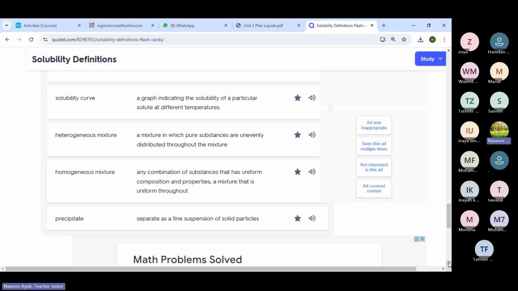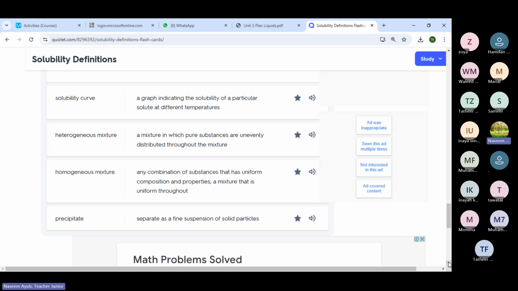Could anybody from you tell me the definition, or any example of heterogeneous mixtures? You can please unmute yourself and speak up, because I'm sharing my screen so I cannot see you raising your hands. Oil and water. Sorry, Hamdan, I didn't get it. Oil and water. Oil and water can be the example of a heterogeneous mixture.